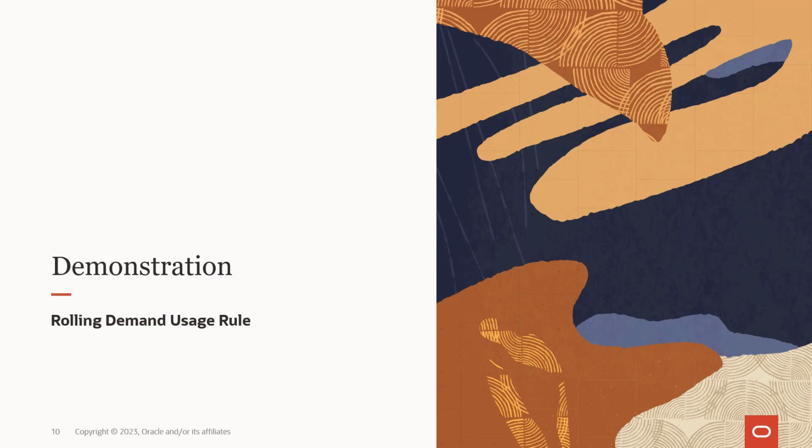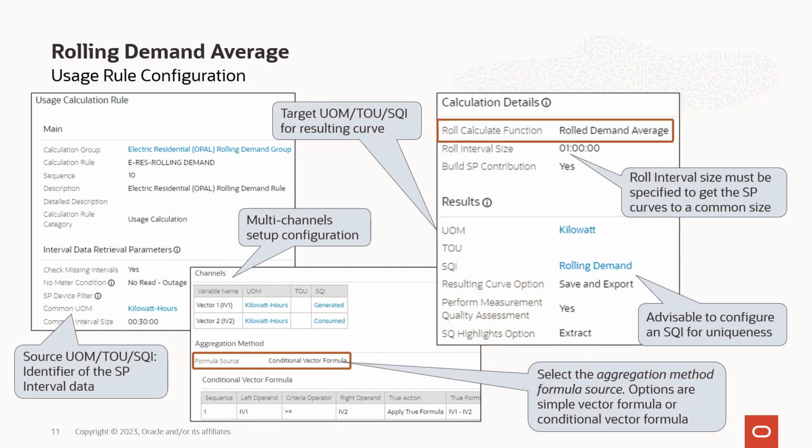In this demonstration, I will show you how to set up the functionality for rolling demand usage rule. Rolling demand average determines the maximum average rolling demand based on average rolling energy for all summarized measuring components. You can select the identifier of the service point interval data from source UM TOU SQI. Here it's configured UM as kWh. You have options to select and configure various multi-channel setup for multiple service points. Select the appropriate aggregation method formula source as per business needs.